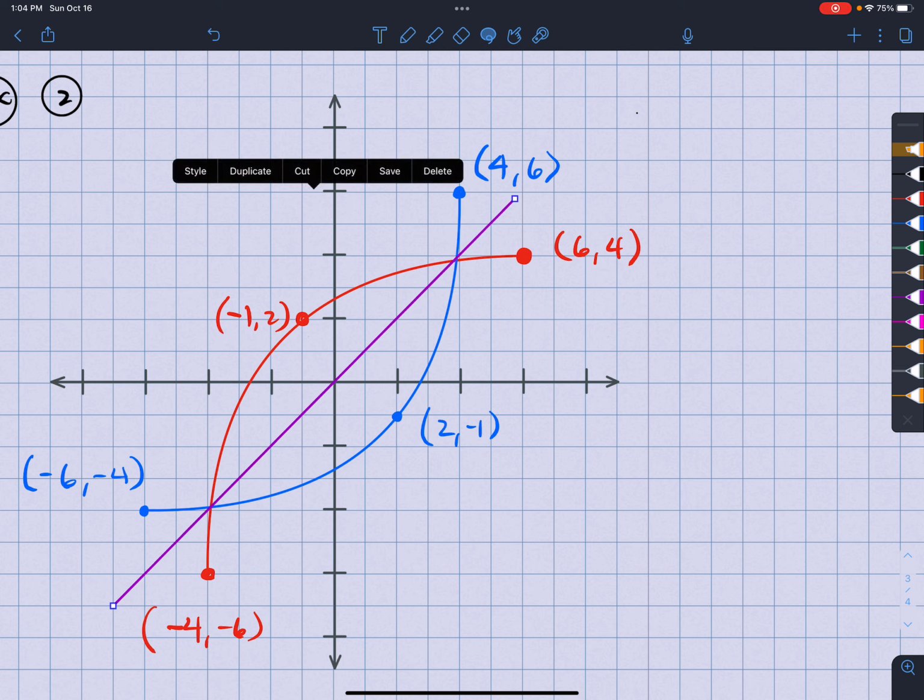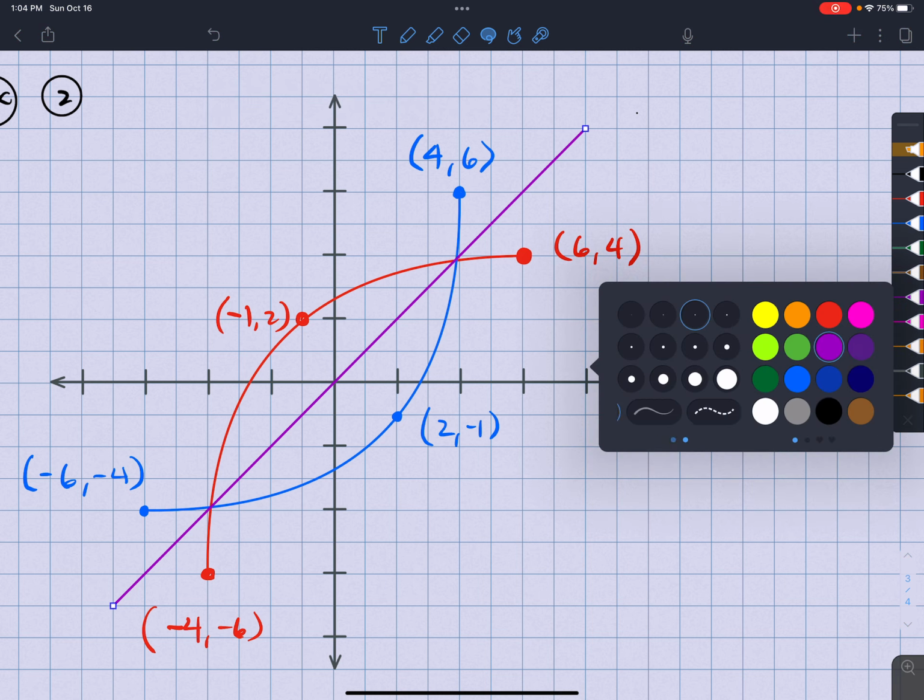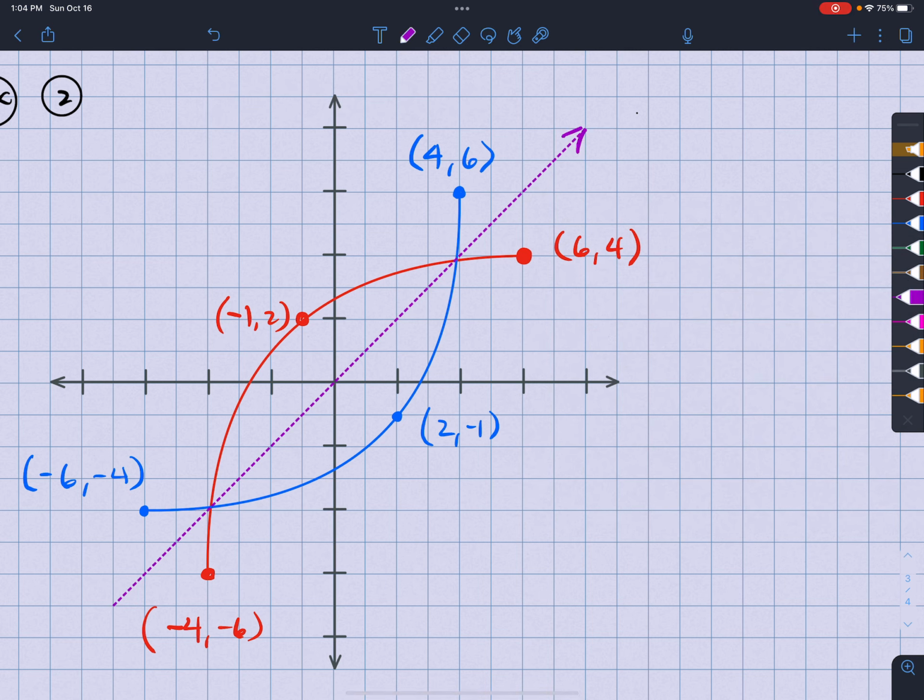Okay, so the question now is, does that look like a reflection over the line y equals x? And the answer is yes, it does. It totally does, right? So then it confirms that I do have the inverse, okay? And if you notice, the red would pass the horizontal line test, while the blue would also pass the vertical line test.